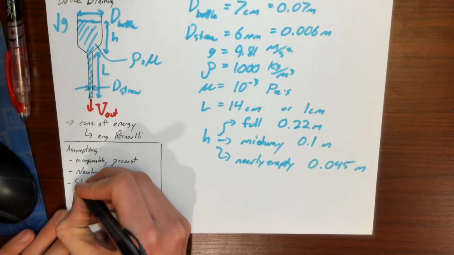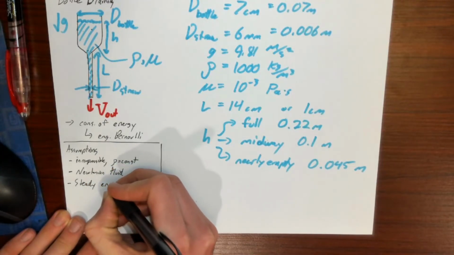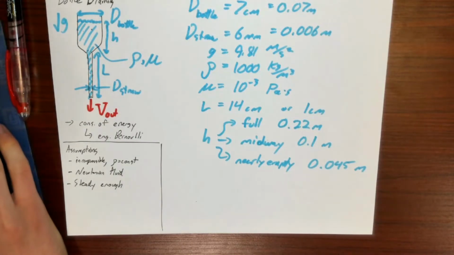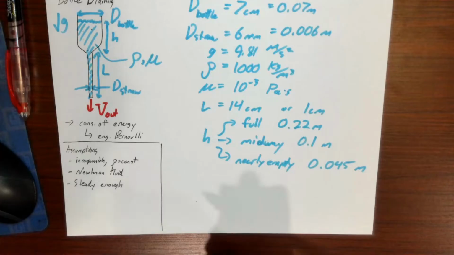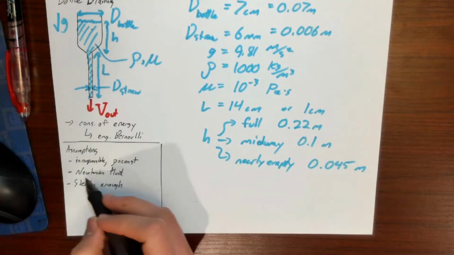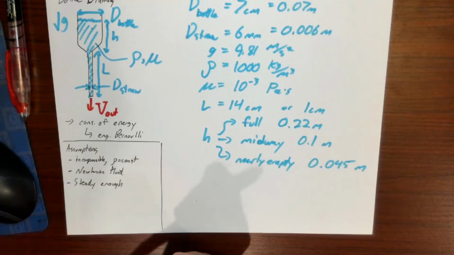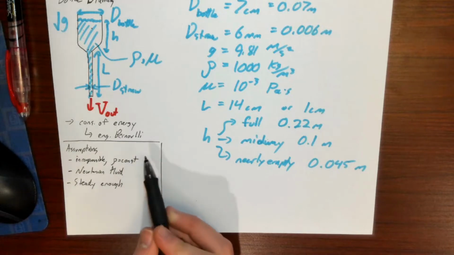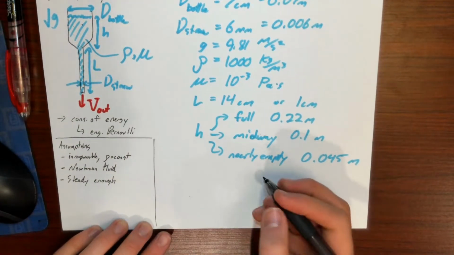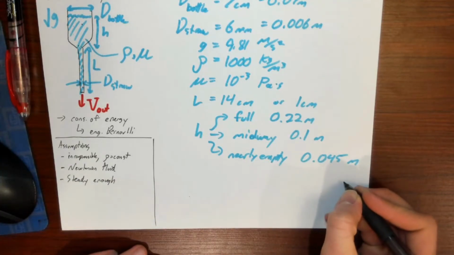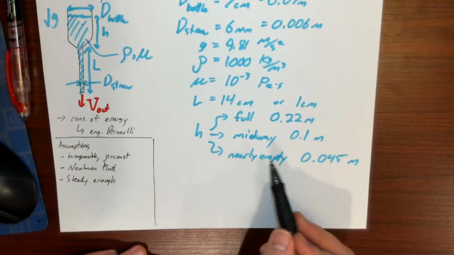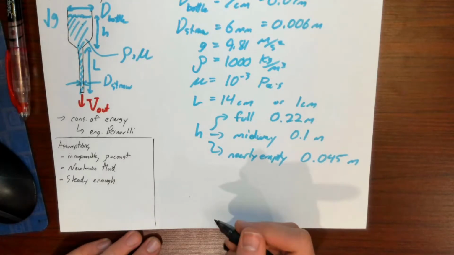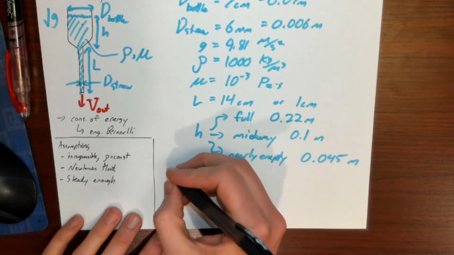So we'll just say steady enough, steady enough to use this engineering Bernoulli equation. So there we have it. We'll add a couple assumptions to this list as we go on, but for now we have enough to start with engineering Bernoulli. So let's put engineering Bernoulli down on the page, and then perhaps we might want to make some additional assumptions or simplifications to it to make some progress. So let's work it out.